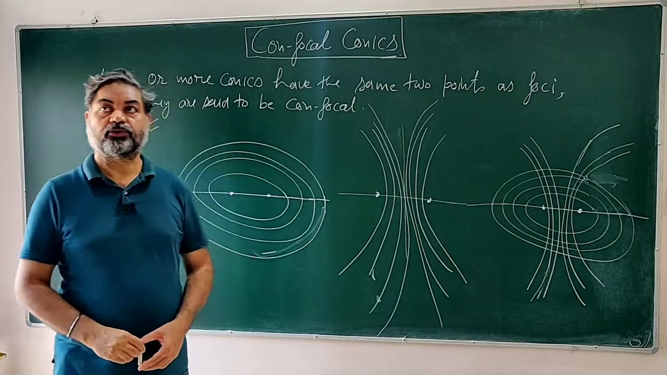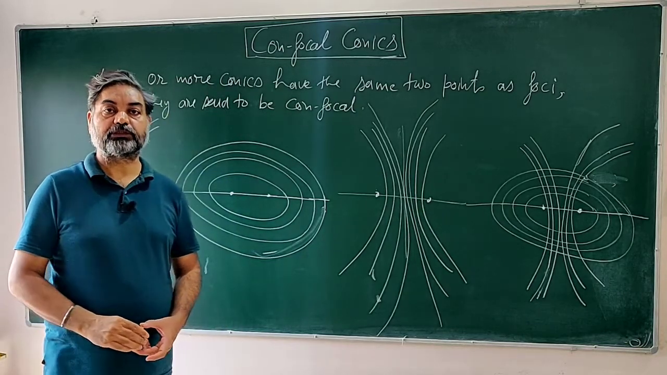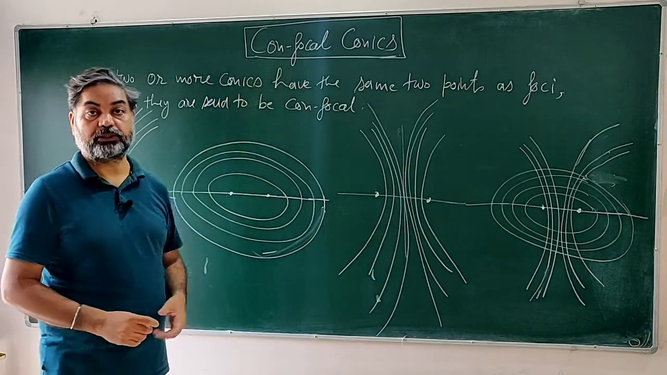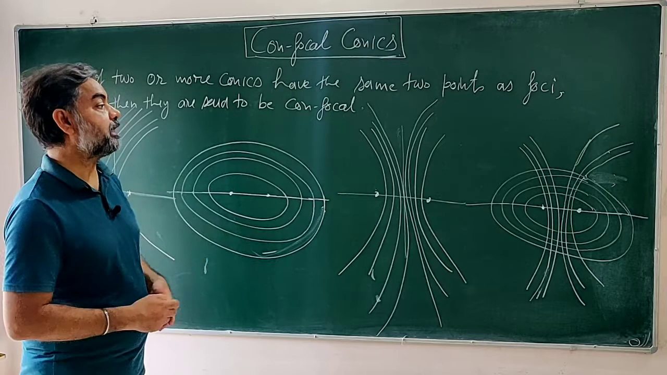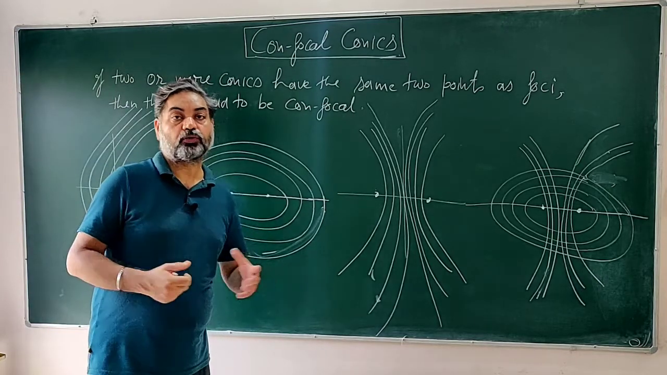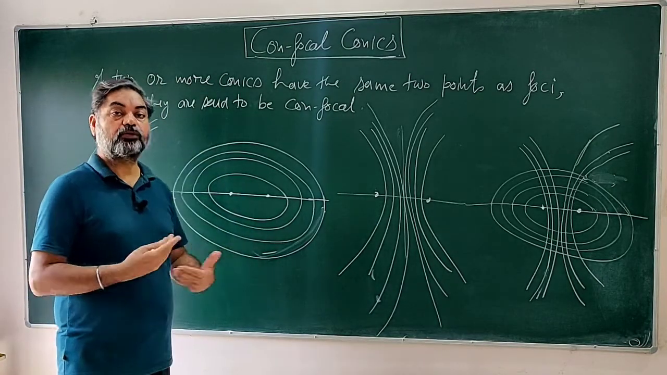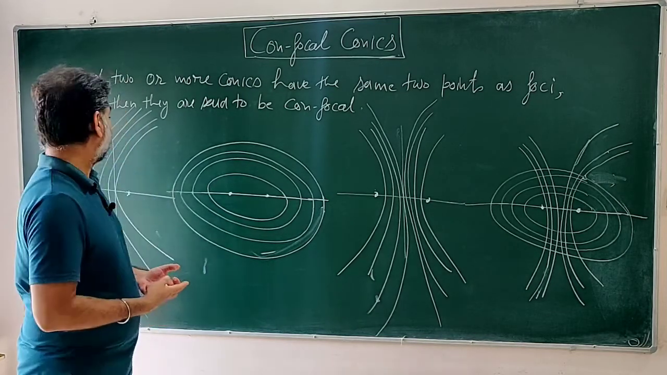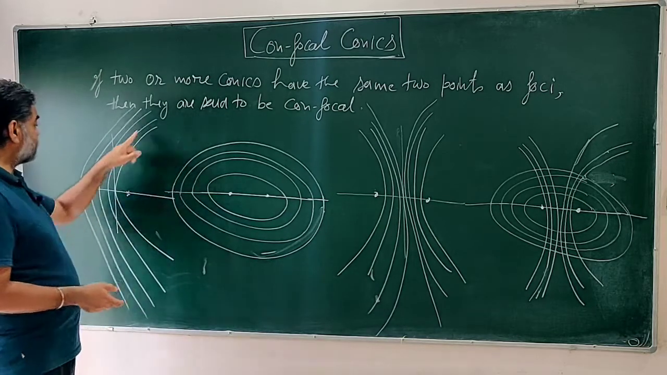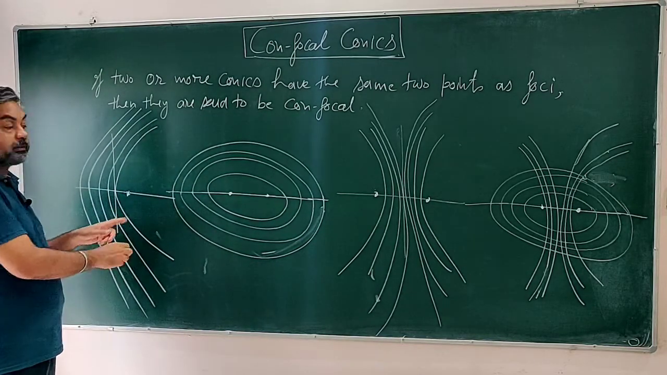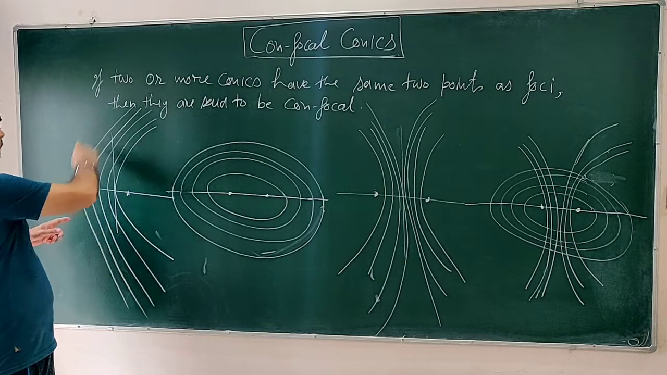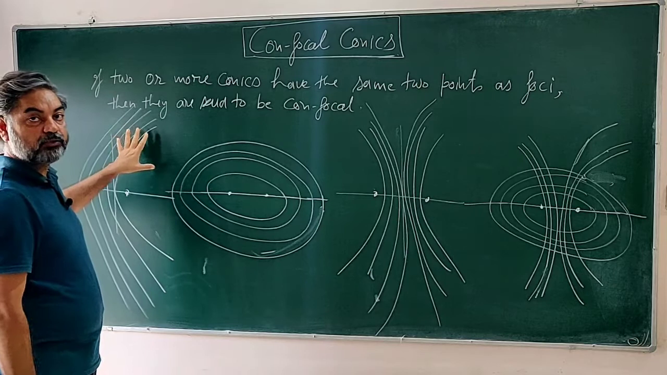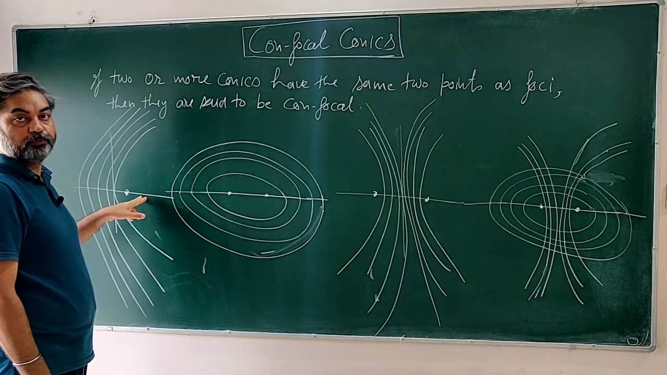Students, the next chapter that we will discuss is confocal conics. When do we say that a set of conics are confocal? Confocal means the set of conics which have the same foci. For example, suppose this is a parabola and this is its focus. Then suppose all these parabolas also have the same focus. Then we say that this set of parabolas is confocal parabolas.